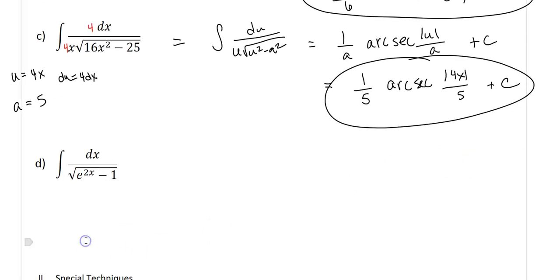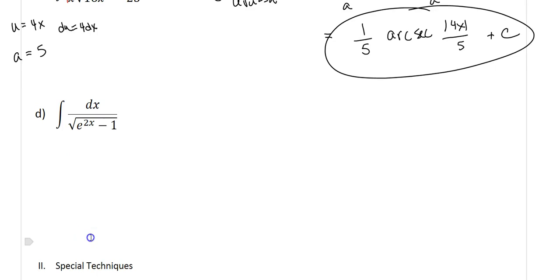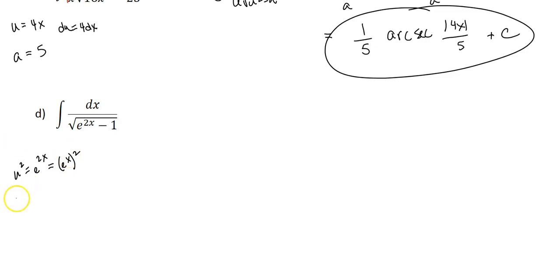This one is interesting, and it may not look like one of the forms to you at first. I've got the integral of dx over e to the x times the square root of e to the 2x minus 1. So we said that the u has to contain the x, so that means u squared is e to the 2x, and remember, you could write this as e to the x squared because if you raise a power to a power, you would multiply those powers. So that means u is e to the x, which means that du is the derivative of that, e to the x times dx. In this case, a squared is 1, so a is going to be 1.